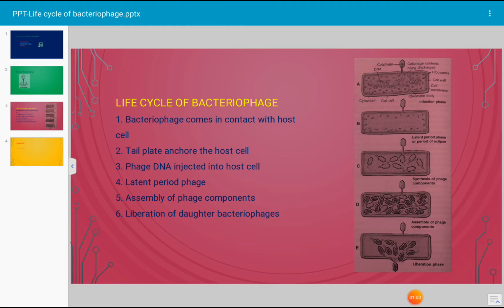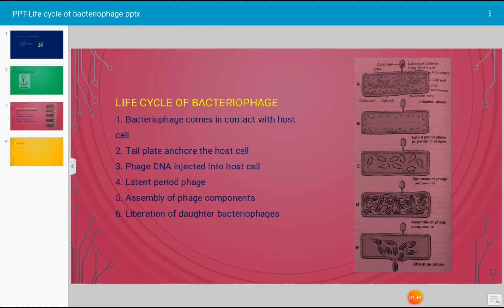The elastic protein sheath of the tail now contracts, driving the hollow core into the host cell like a hypodermic syringe through the opening. The phage DNA is then forced down the hollow core and is injected into the host protoplasm. The protein coat of the phage remains sticking as an empty shell on the outside. These steps constitute the absorption, penetration and infection phase in the life cycle of bacteriophages.